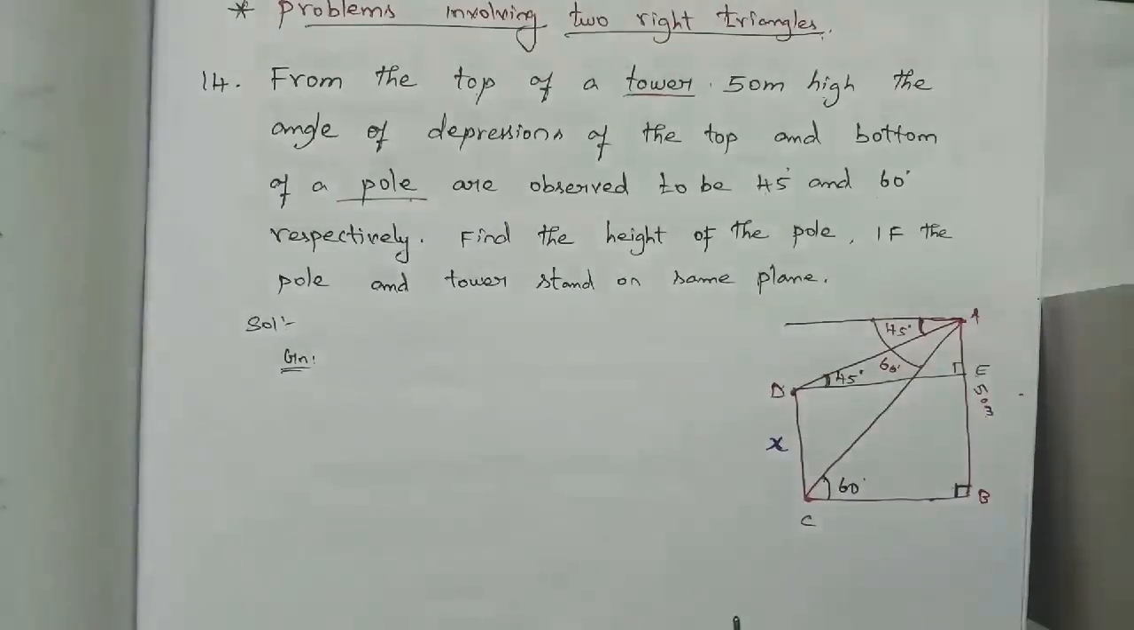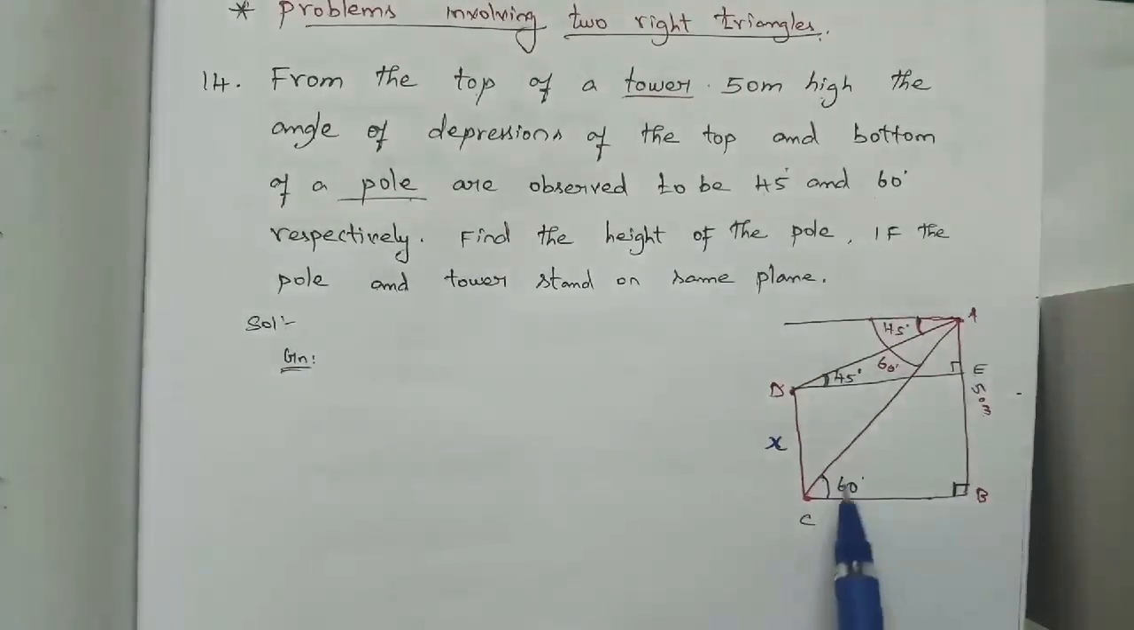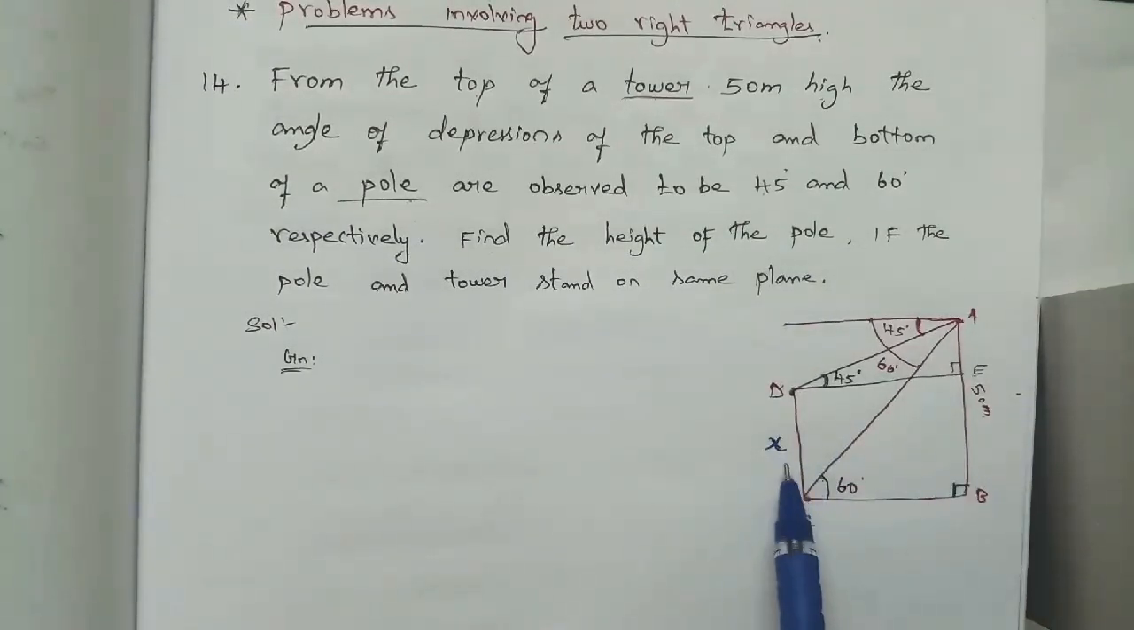I told you that we have two right triangles. So from the two right triangles, we are going to form two equations. By solving the two equations, we'll get x and y. We want to find this x alone. How are we going to find it?